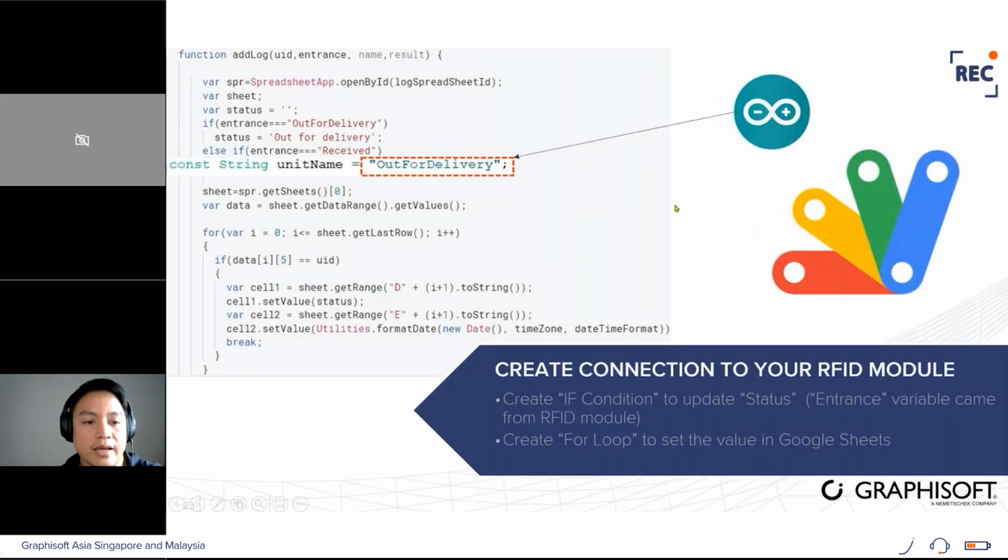Once I have that, I need to create an if condition. As you can see, if entrance is equal to out for delivery, this line here is referring to the RFID tag. Later, I will show you the hardware part and the software part. Once I tap the tag, it appears here. Then after that, it will fill up the form.